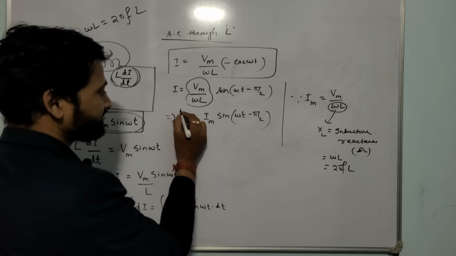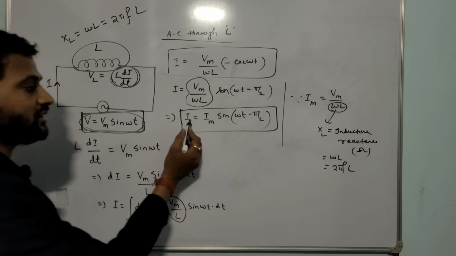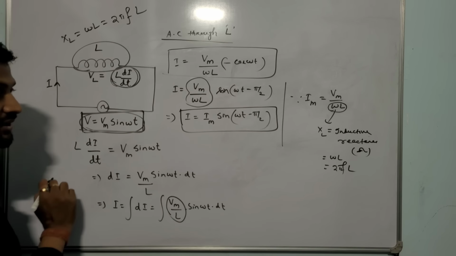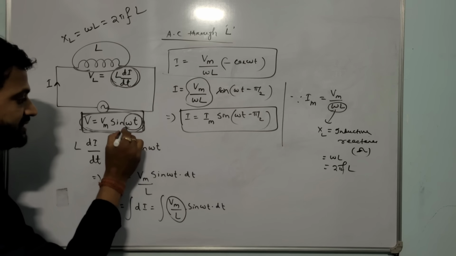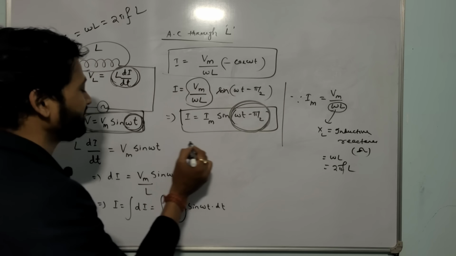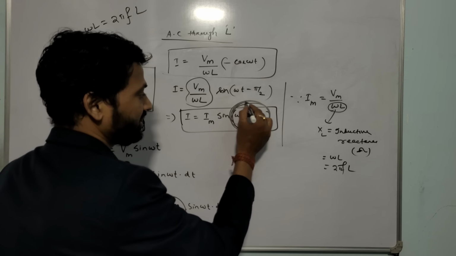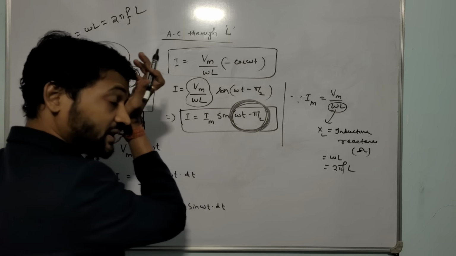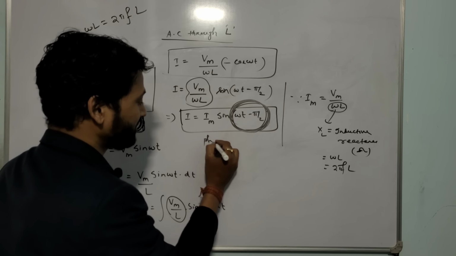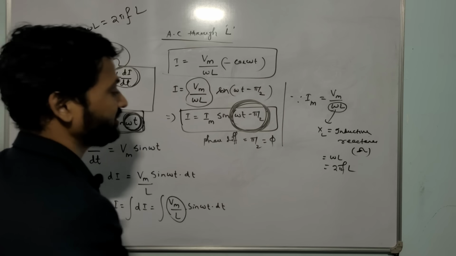Okay? So that means your applied voltage was Vm sin omega t, and the current you are getting is Im sin omega t minus pi by 2. If I compare these two quantities, the phase of voltage is omega t, but the phase of current is omega t minus pi by 2. Again I repeat, the phase of voltage is omega t, and the phase of current is omega t minus pi by 2. So what is the phase difference? Pi by 2. Yes or no? The phase difference is pi by 2. What was the phase difference? Phi.